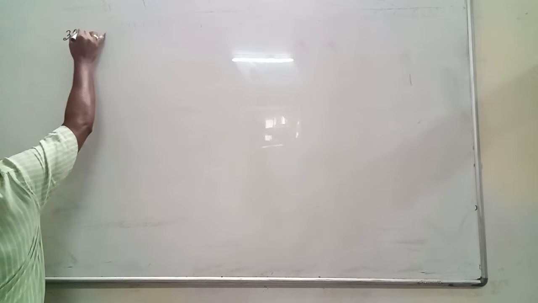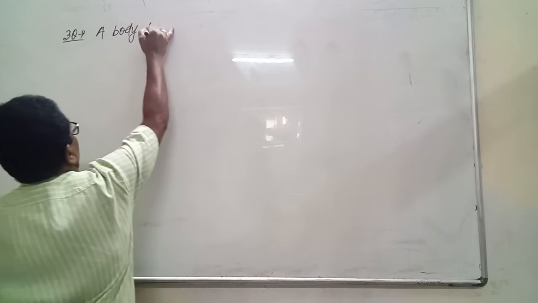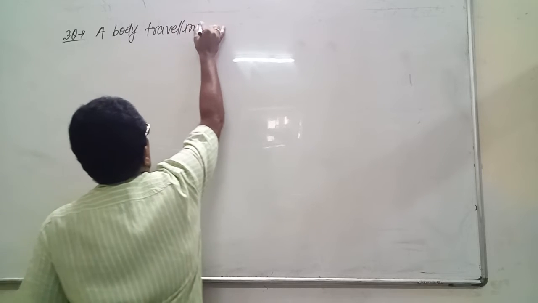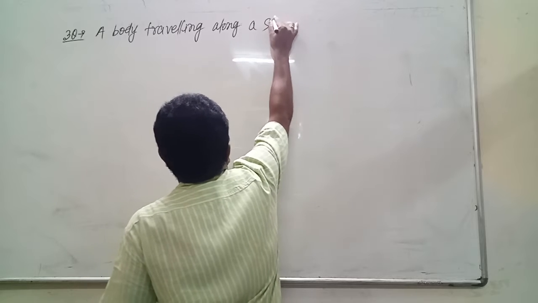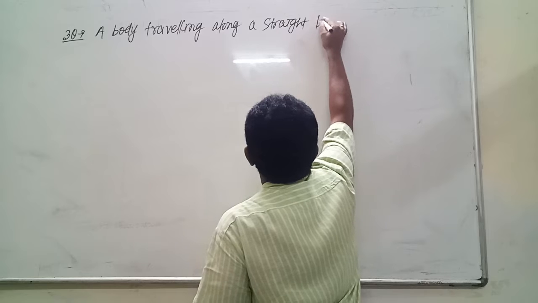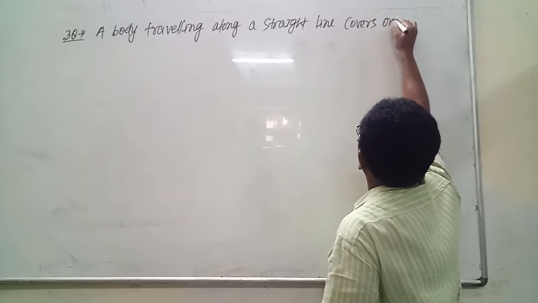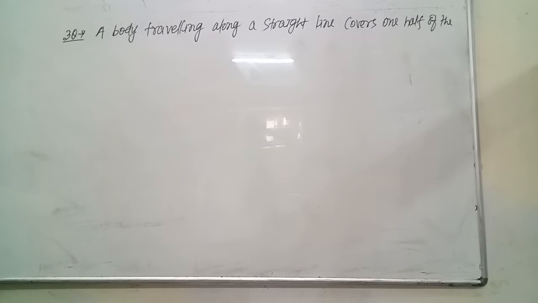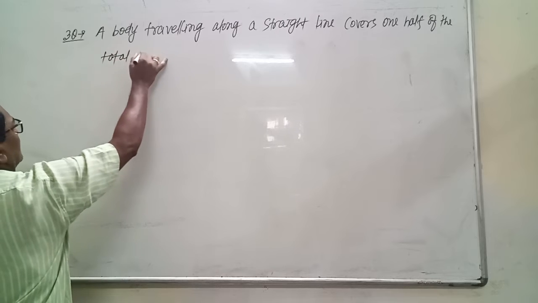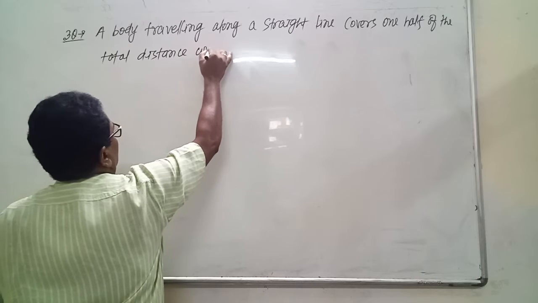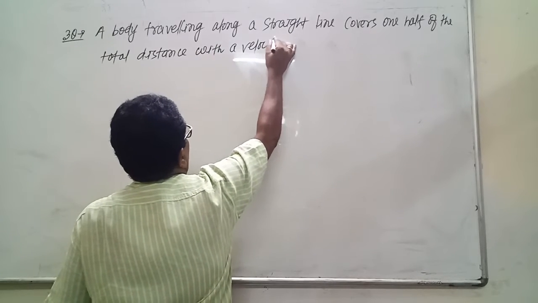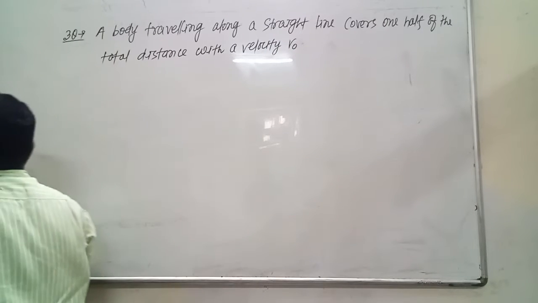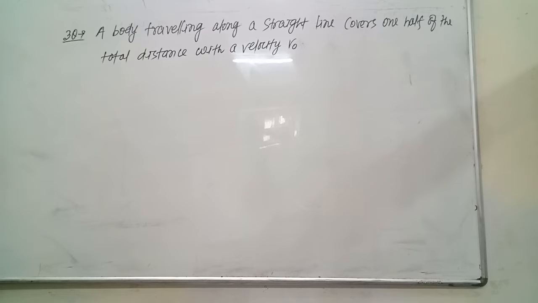Next question is: a body traveling along a straight line covers one half of the total distance with the velocity v0.